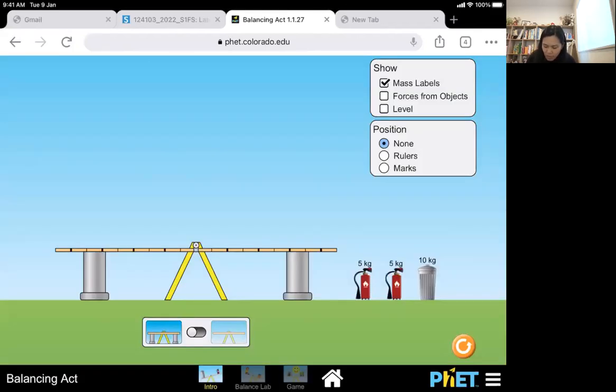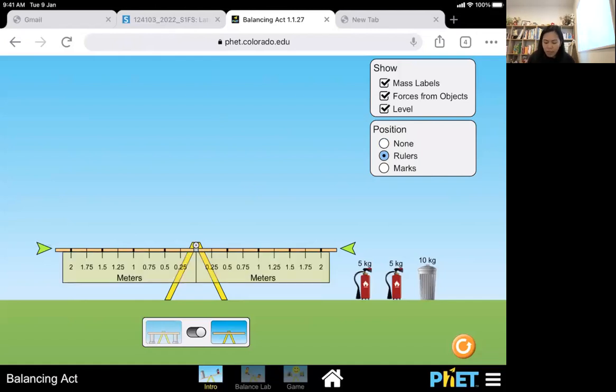You can see here it's balancing the beam. So show everything, show the mass labels and forces on the objects and the level. And you don't want any supports at the ends, because what we want to do is balance the beam out, and hopefully by doing this exercise, you'll get the idea about lever arms and torques and forces in a more detailed way. You'd want to measure the lever arms using the ruler there.